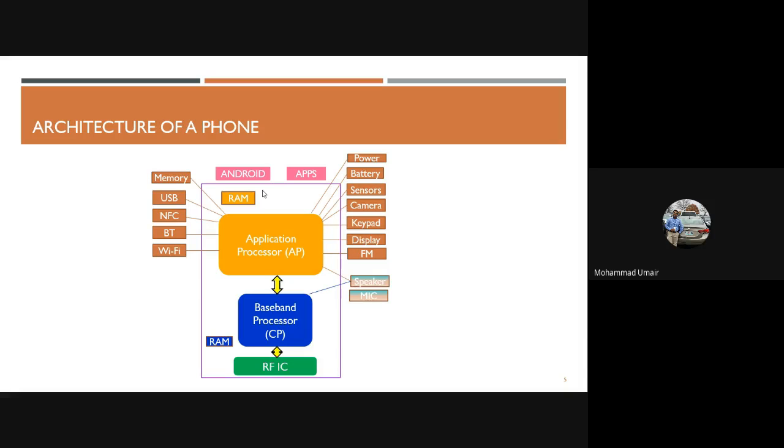Most of you got it, like you have a display, keypad, camera, sensors, battery, power management, memory, then USB, NFC, Bluetooth, Wi-Fi, GPS, I forgot to write. So all these components are controlled by the application processor. They are connected to it.